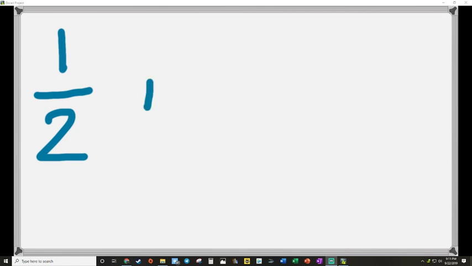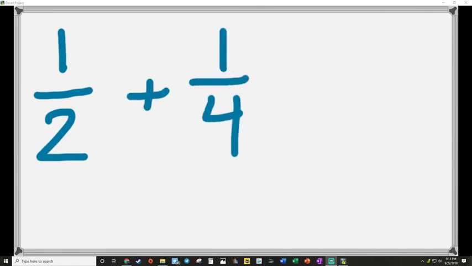Whenever you come across fractions that do not have a common denominator, say we're trying to add 1/2 to 1/4, you have to convert both fractions into a common denominator, meaning a number that both of them can go into. So let's take a look at this real quick. So we have 2 and 4.